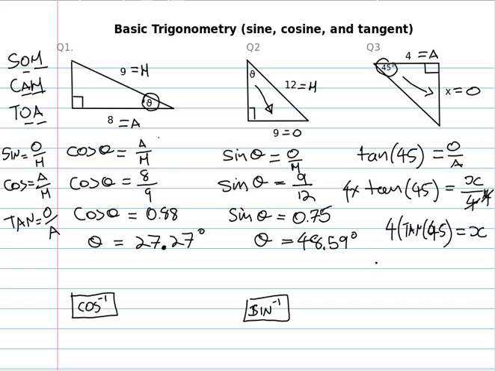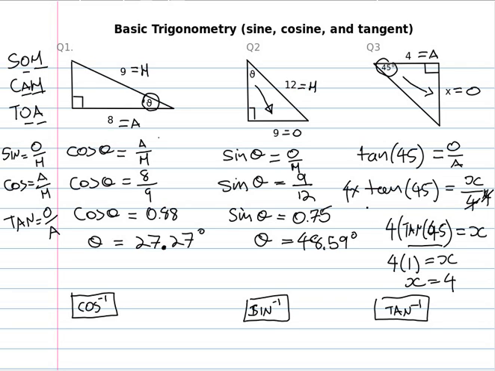So plugging in tan 45, so 45, and then we hit the tan inverse tan button, or tan arc, or arctan, or whatever you want to call it, gives us a value of 1. So it's 4 times 1 equals x. X equals 4. And that's pretty much all there is to it.